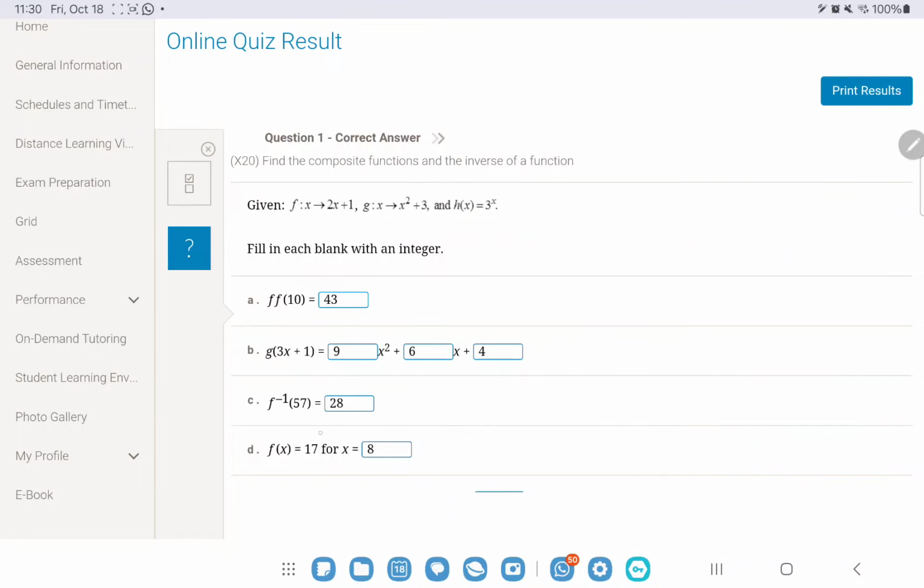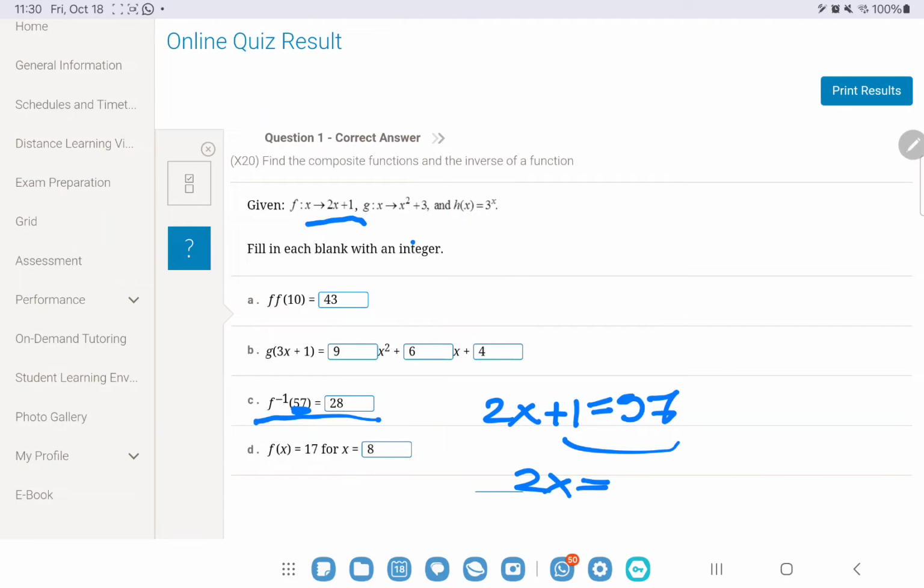Now this one, it's telling us f inverse of 57. It just means when you have a number, you make this equal to 57. So just 2x plus 1 equals 57. You're gonna move the 1 to the side. 2x equals 56. X equals 28. And that's it for this one.